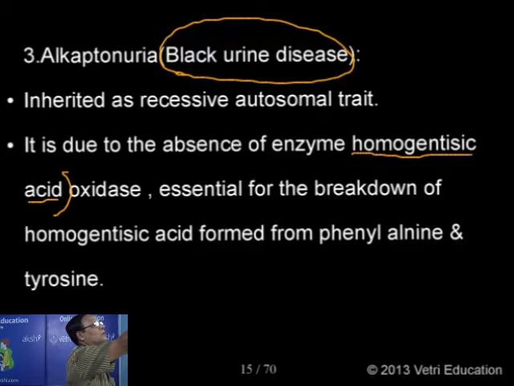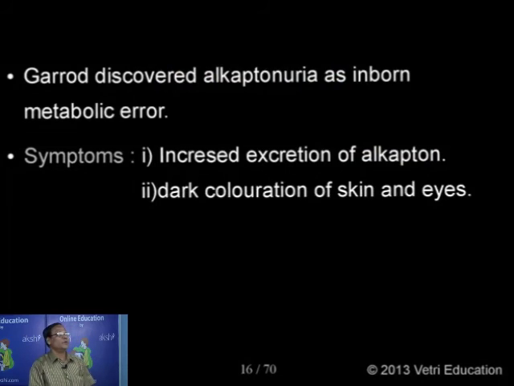Now we see the pathway of the metabolism of this phenylalanine. I mentioned the person by name Garrod. He discovered alkaptonuria as an inborn error of metabolism. So the symptoms are increased excretion of alkapton and dark coloration of skin and eyes. I show one picture where you have the dark pigmentation of the sclera of the eye.